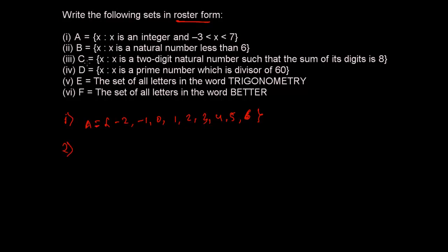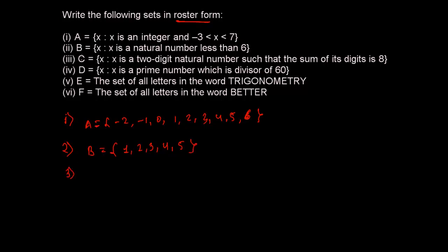So the second one, B: x such that x is a natural number less than 6. There is no problem of order, so you can start from 5, then write 4, then 3. But why go from the back? You can easily start from the first natural number, which is 1, then 2, 3, 4, and 5. You're not going to write 6 because the natural number is less than 6 in the given set B. Alright, so that's it.